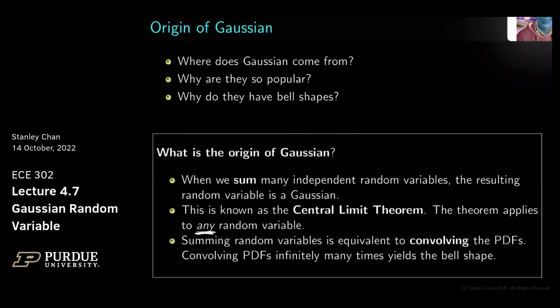And as a technical detail, we want to emphasize something we'll look at later, which is that summing random variables is equivalent to convolving the PDFs. And if you convolve PDFs an infinite number of times, you yield a bell shape. That's how you get the intuition that the central limit theorem is true. This is kind of like the proof mechanism for the central limit theorem.